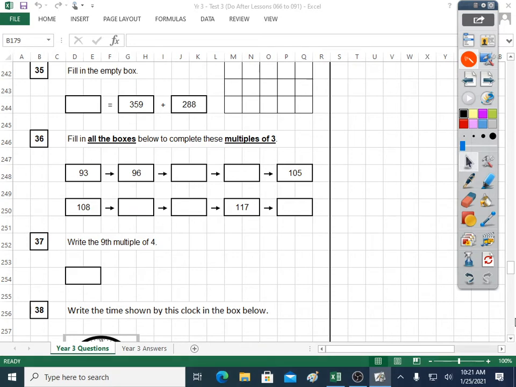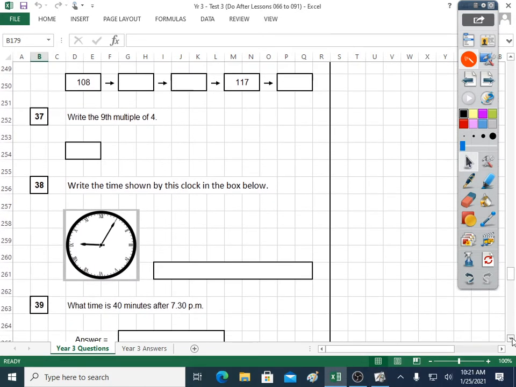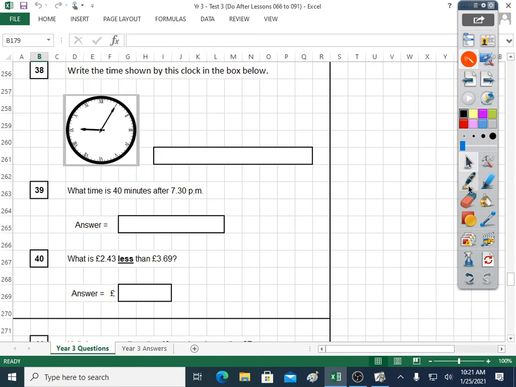I'm probably going to teach through these harder questions quite quickly because the only people who normally get this far to do these difficult questions are quite confident at maths anyway. Write the time shown by this clock in the box below. Look, it's in Roman numerals.